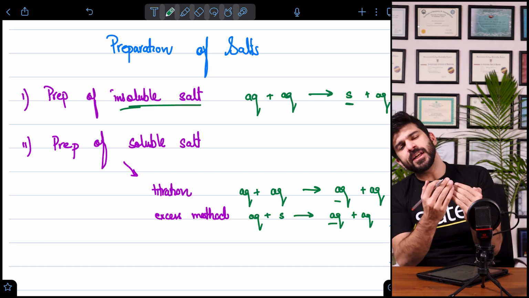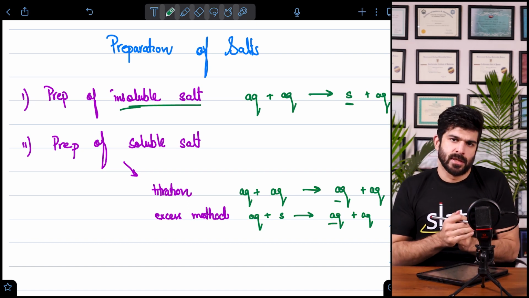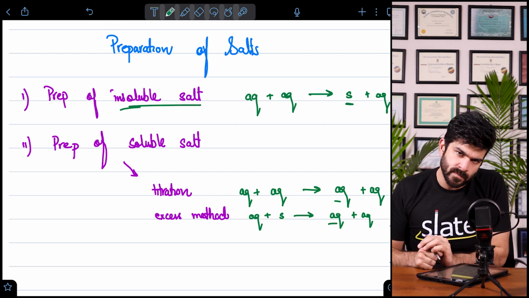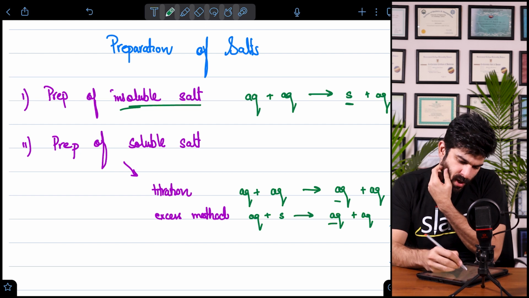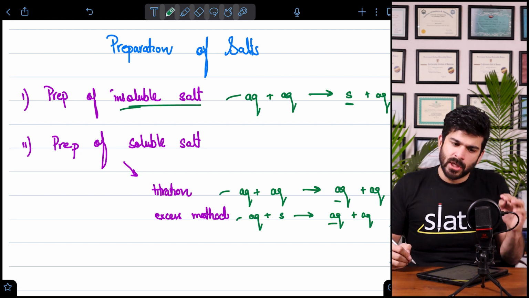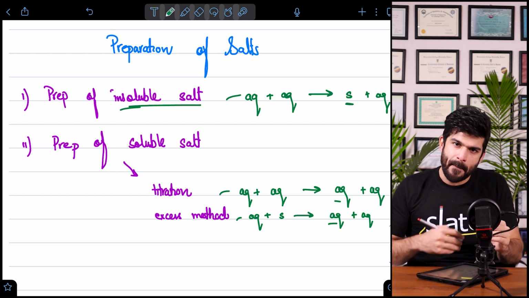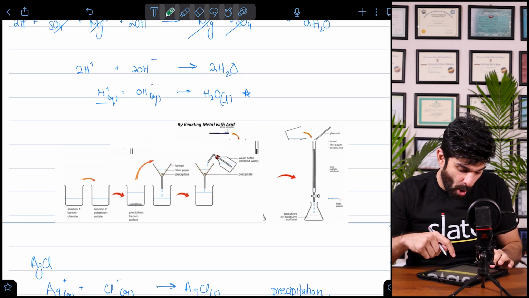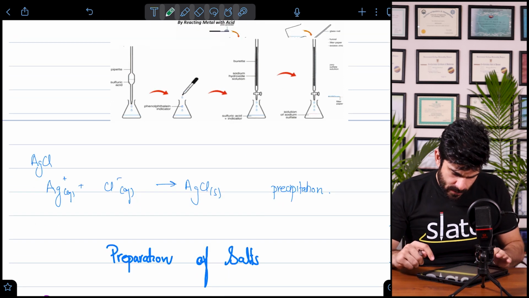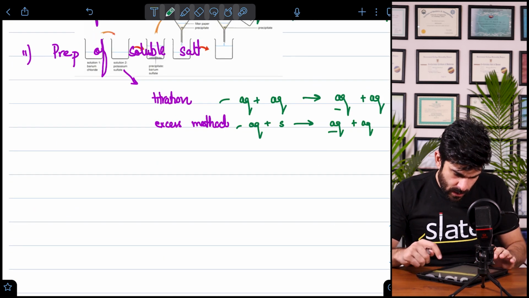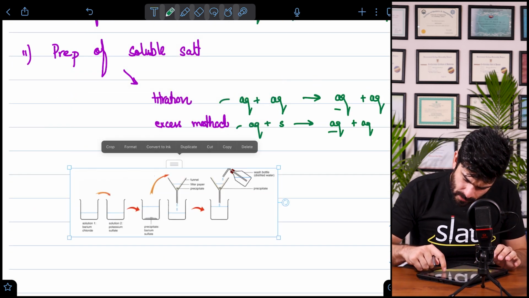So there are 3 different processes when we talk about salt preparation. So this is a smart trick to remember these 3 equations. Now let's individually talk about these 3 methods of salt preparation. The steps are very important. They can ask so many things. So students, let's first talk about the first example.